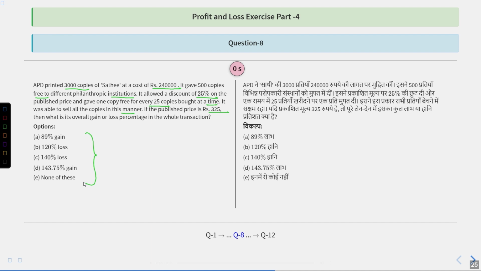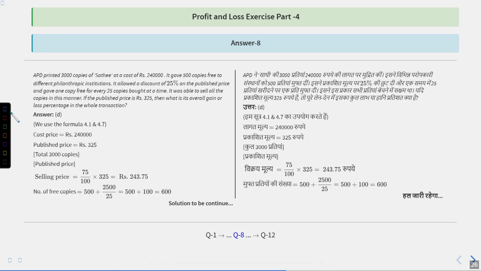Now time's up. Let's see the solution. We are using formula 4.1 and 4.7. The total cost price is given as 2,40,000 and the published price of each book is 325. So total 3000 copies. Now the selling price of each copy has a 25% discount, so 75% of 325 becomes 243.75 rupees.